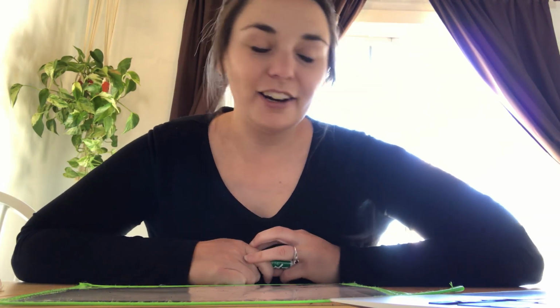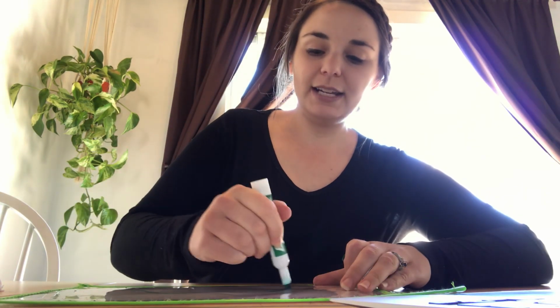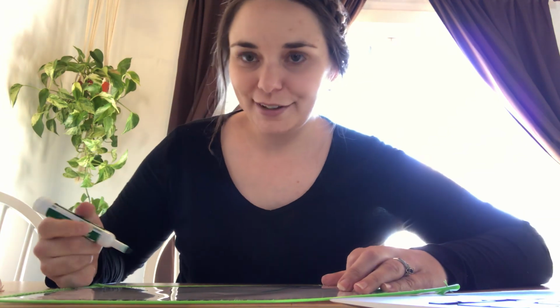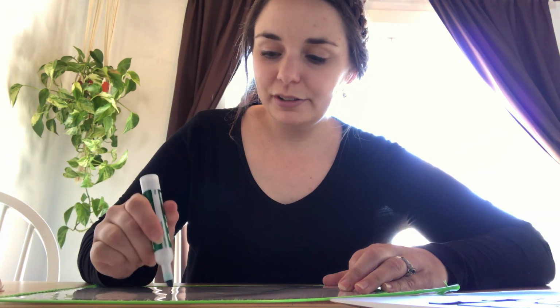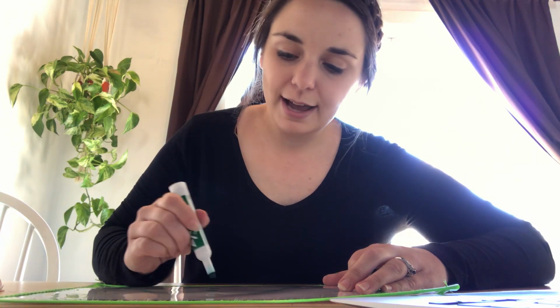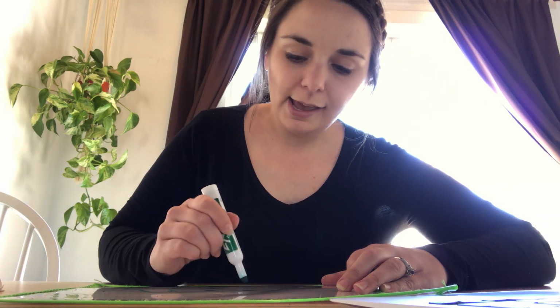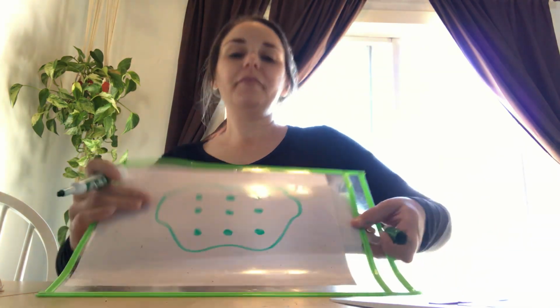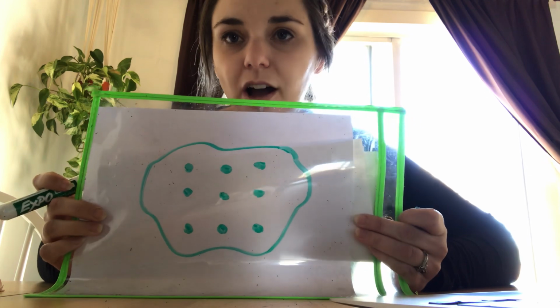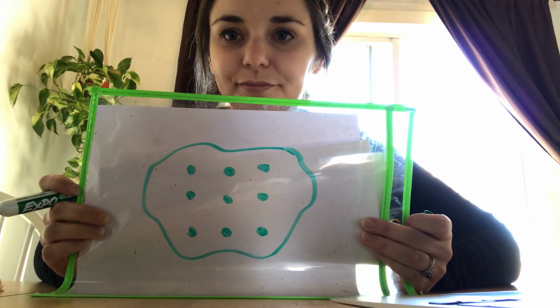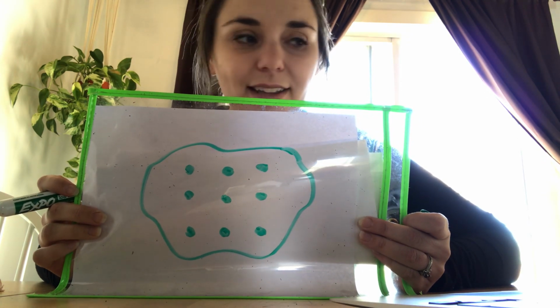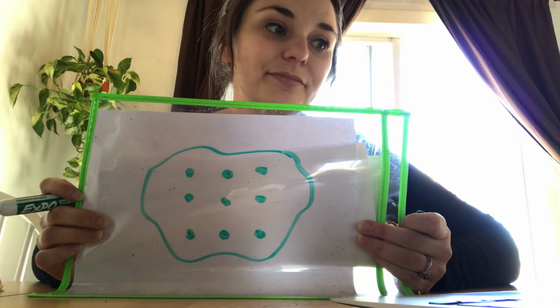Are you ready for our last problem? You guys have been doing so awesome. Our last problem is, there are 9 frogs in the pond. I'm going to draw my pond again, and I'm going to draw all 9 frogs. So 1, 2, 3, 4, 5, 6, 7, 8, 9. I drew 9 frogs in the pond. Nice. Can you do that?